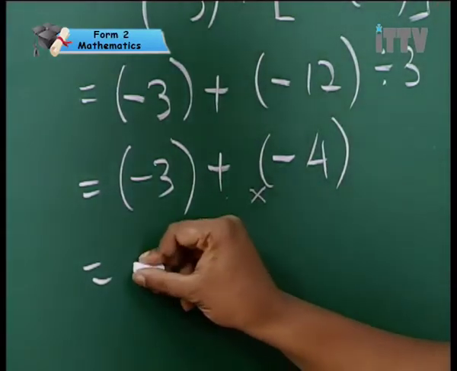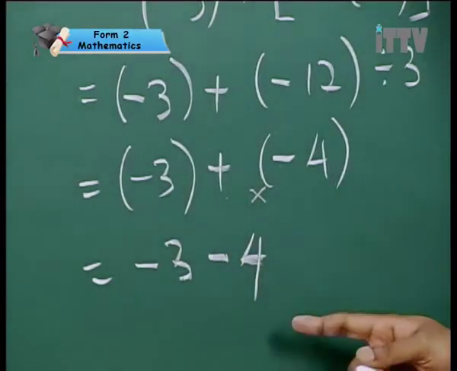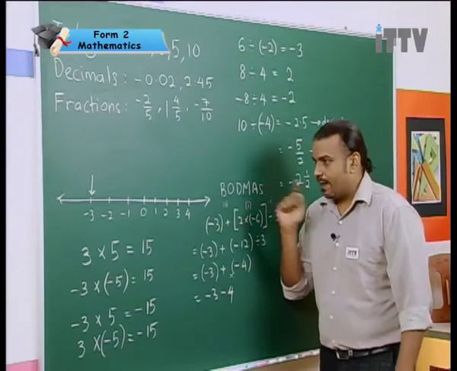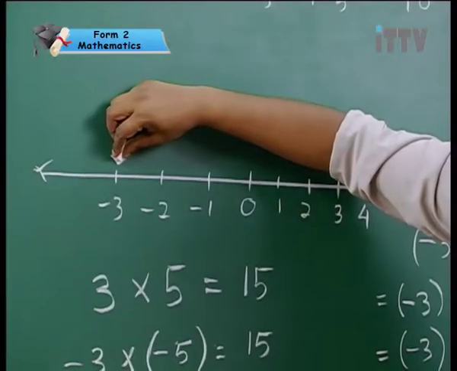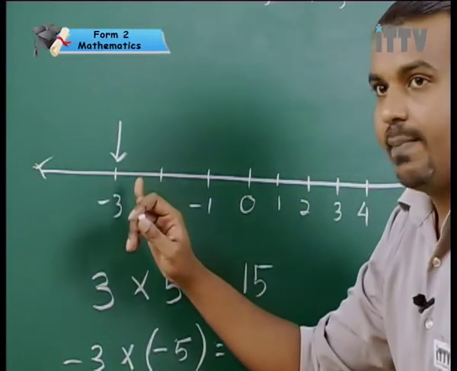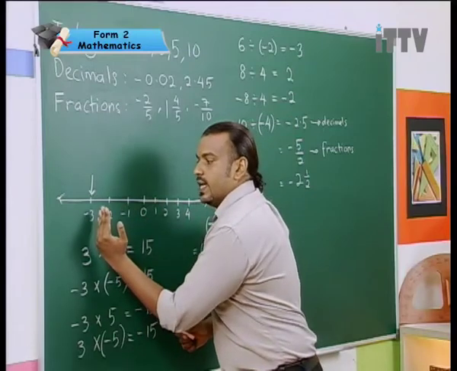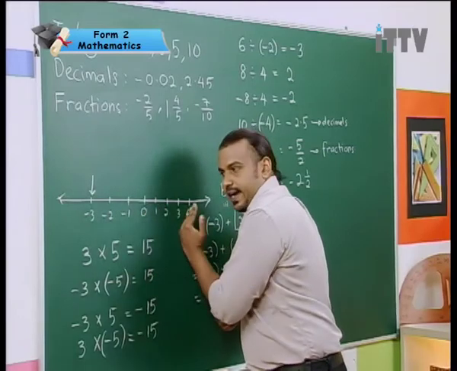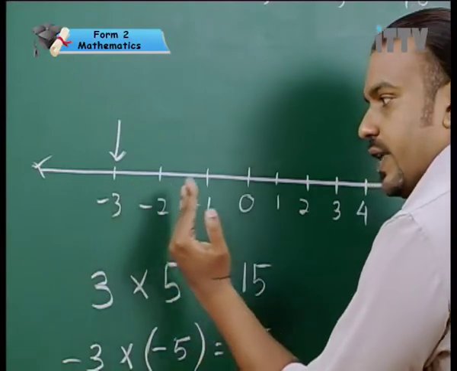So I'm going to rewrite them back now. -3 minus 4. This is what I've got to find. How to find this? Let's see. I'm going to take you to the number line. In this number line, we can see that we are right now here, -3. What we have to do now is minus 4. -3 minus 4. If you are subtracting, move to the left. If you are adding, move to the right.